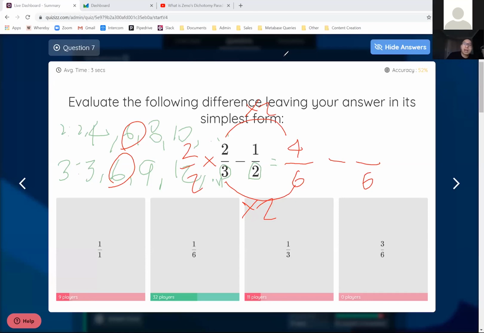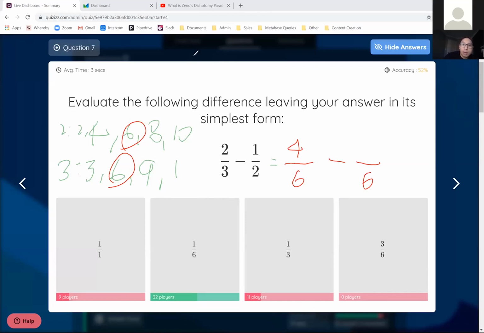On the second part, a half. Let me just erase some of this because it is crazy busy right now on this screen. Okay. So I want to go from a half to a 6.